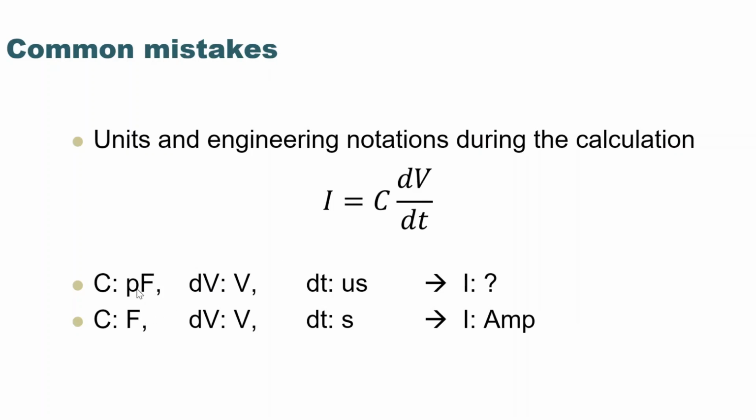So it is better to convert these units to standard units, for example, farad for capacitance, volt for dV, and seconds for dt. By doing this, we can make sure the units for our currents will be amp.